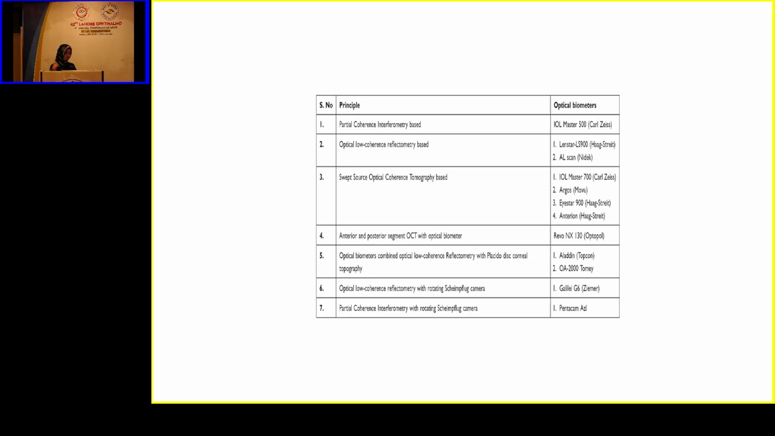Again, as technology advanced, problems and caveats of the older machine were addressed, and numerous new machines became available, and they all had different principles. The one that we'll be talking about today is the swept source OCT based biometer, and this is what we're currently using in our practice.